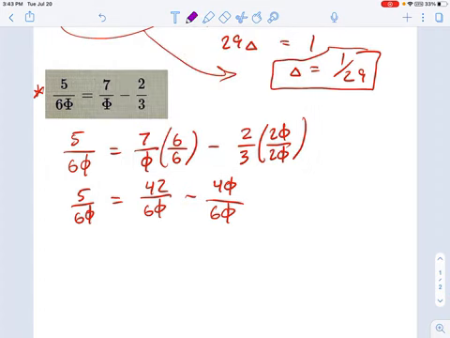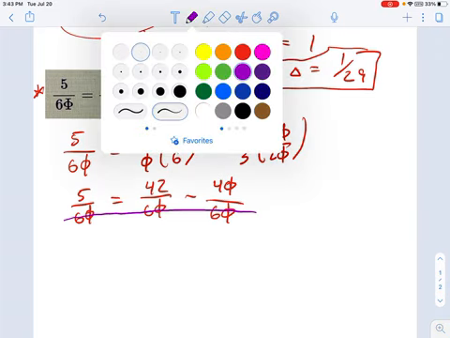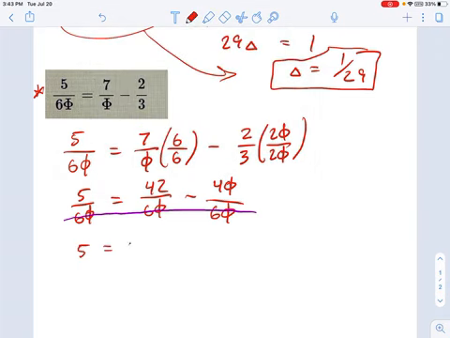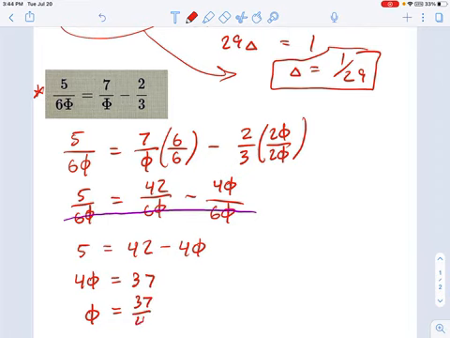And now I get to go through here and do my favorite thing, which is just cross them all out and move on with a much simpler equation, which is 5 equals 42 minus 4 phi. I'm going to rearrange this a little bit, bring the 4 phi over here, the 5 over to the other side. I get 4 phi equals 37. So phi equals 37 over 4. Not done yet. Don't go away. We still need to check domain restrictions.